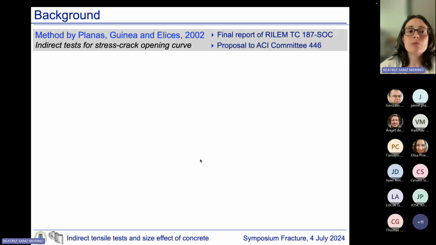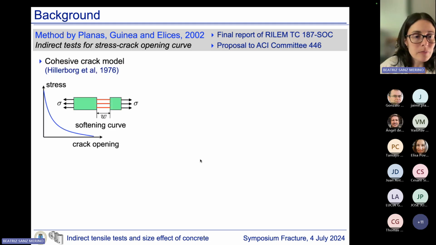And let's start with a very short review of the method proposed by Planas, Guinea and Elices in 2002, which consists in a method of indirect test for obtaining the stress-crack opening curve of concrete. This method is published in the final report of RILEM Technical Committee 187-SOC, and already in the proposal submitted to the ACI Committee 446, which is still under revision.